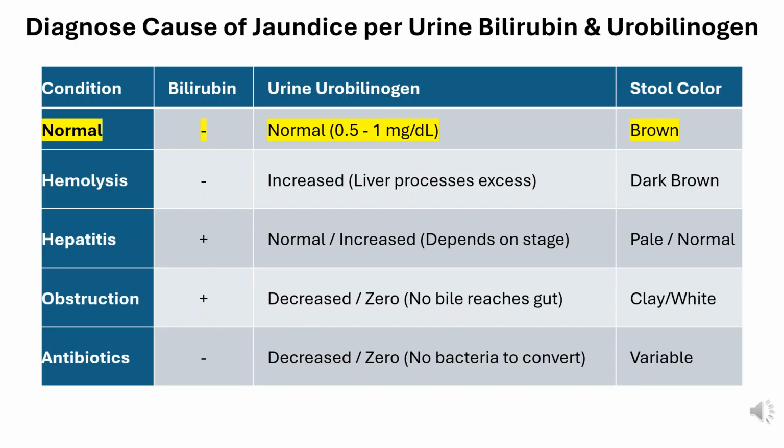In summary, bilirubin in urine always means something is wrong with the liver or bile ducts. It should never be there. Urobilinogen tells you the story. High urobilinogen, think hemolysis or early hepatitis. Zero or low urobilinogen, think obstruction or antibiotics.